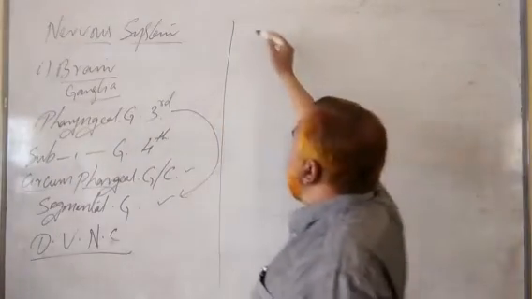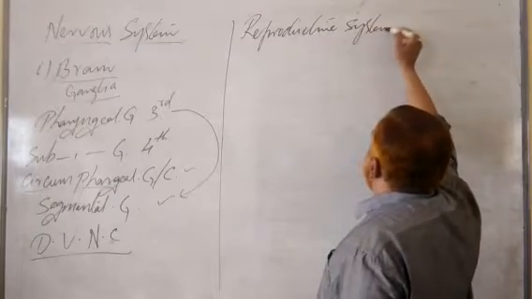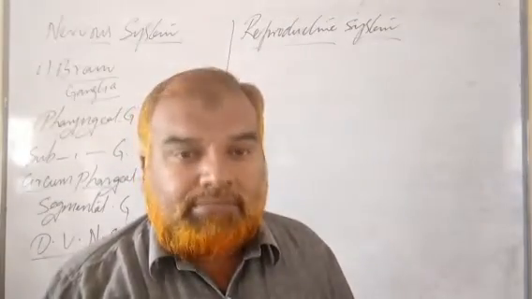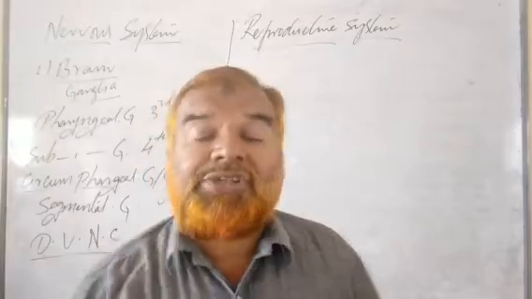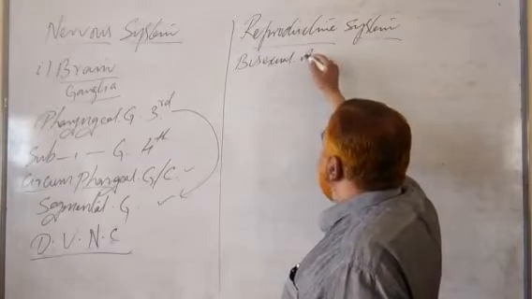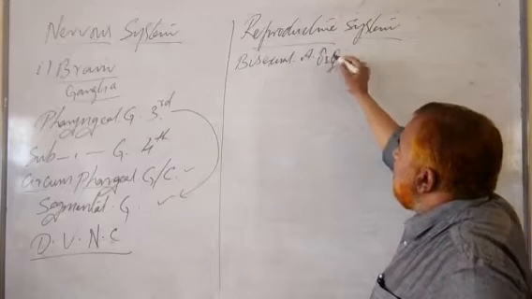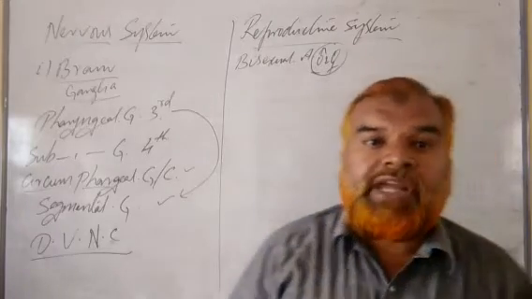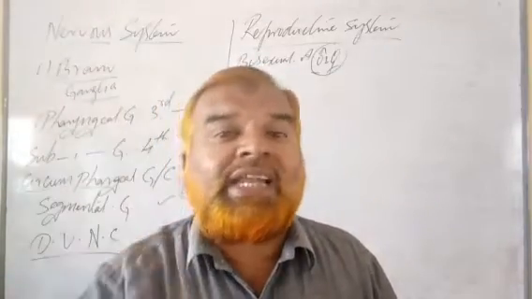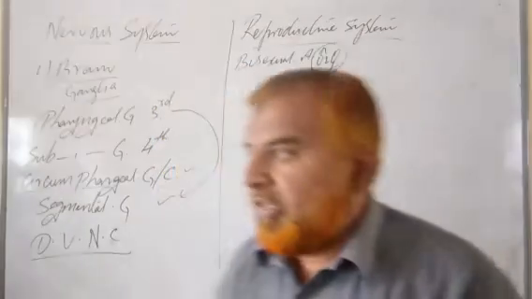Then the next system is the reproductive system. Clear? In the reproductive system, you all very well know that the earthworm is a bisexual animal. That means it acts as both male and female. Male gonads, female gonads, male and female sex organs are found present in a single animal. Such an animal is termed a bisexual animal. Classical example, earthworm.